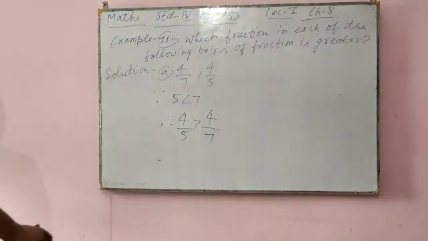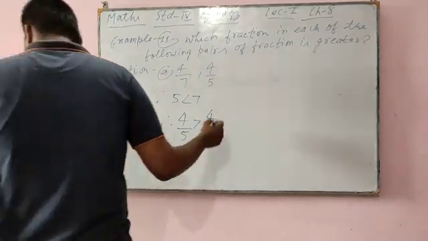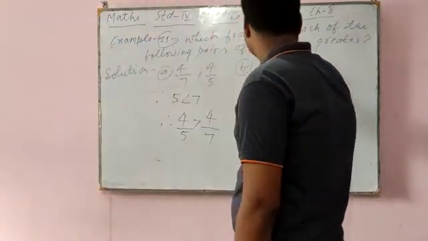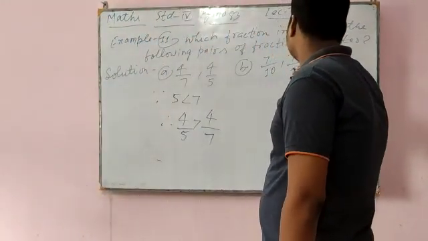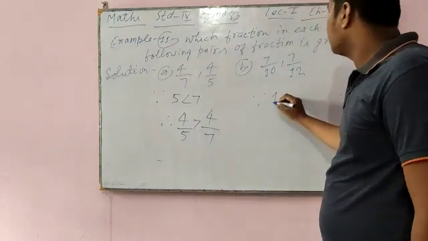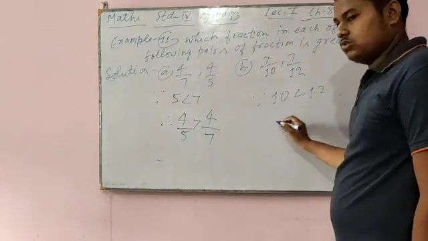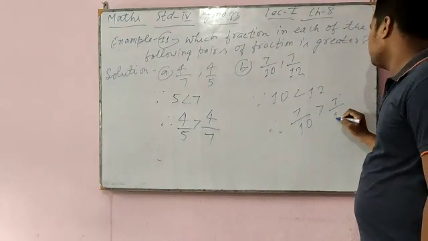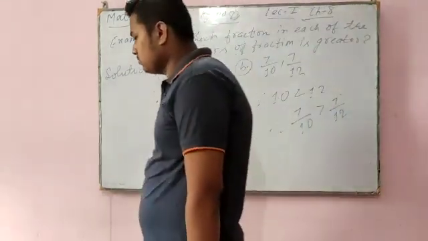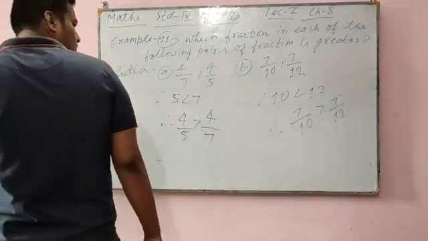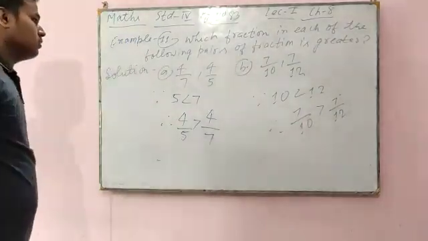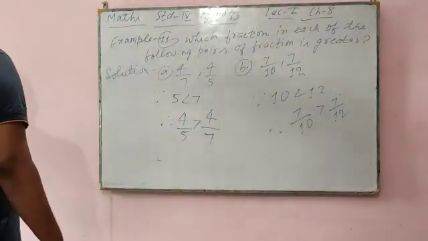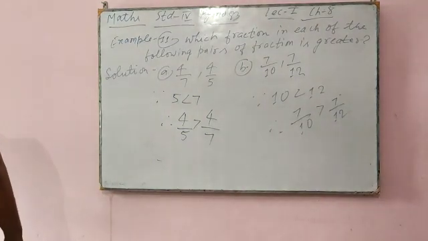Okay, so see the next question also, 7 by 10 and 7 by 12. Since 10 is less than 12, therefore 7 by 10 is greater than 7 by 12. With this help you can solve these. There are lots of examples also.